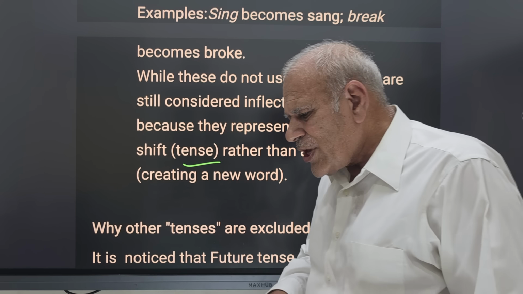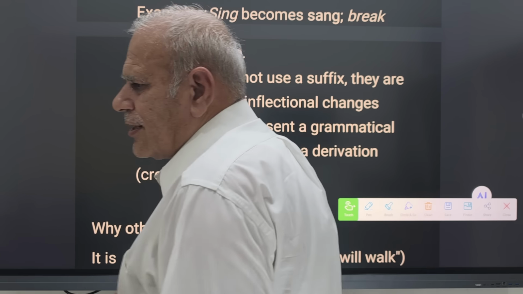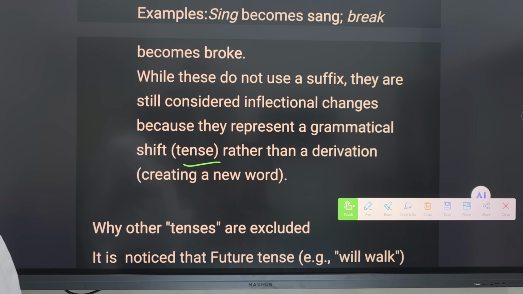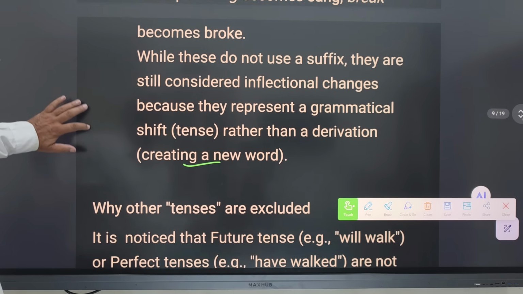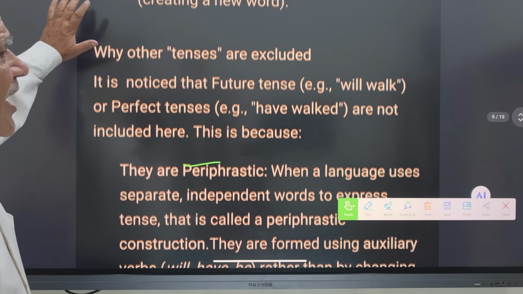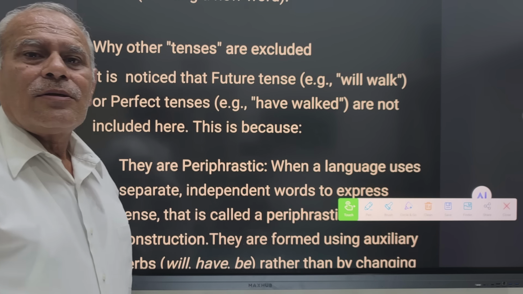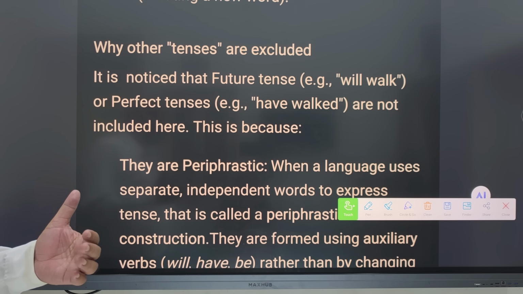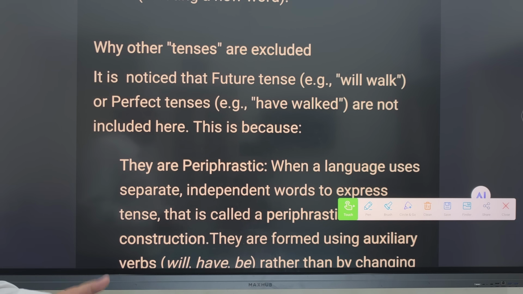So far we have seen that morphologically there are only two possible tenses with the help of inflection. They are past and present. Why are other tenses excluded? Now this question is there. When future time is there, how can we narrate those events?